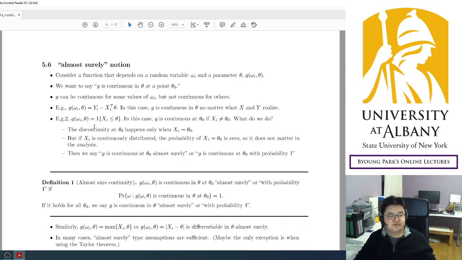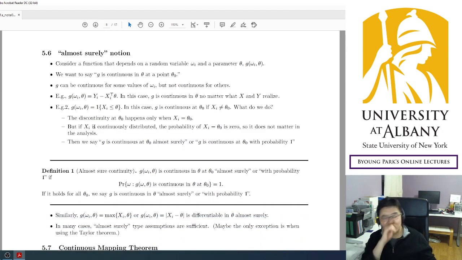And the next thing, which is also very confusing, is the almost surely, or almost everywhere, notion. So you may think almost is not so rigorous, but almost is a mathematical term. If you learn real analysis or measure theory, then they define what almost means mathematically. So now think about this.